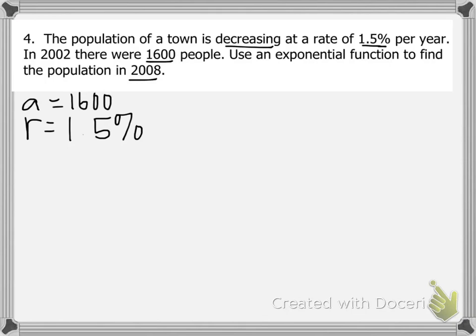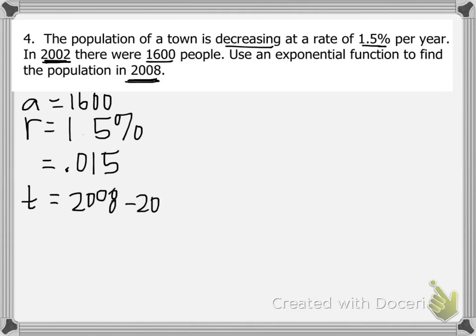Okay, so your rate is 1.5%. So remember, we turn this into 0.015. All right, so T is my time in years. So I'm not going to put 2008 in there. My initial year is going to be 2002. So 2008 minus 2002 will give me the years past here. So that's going to be 6 years.